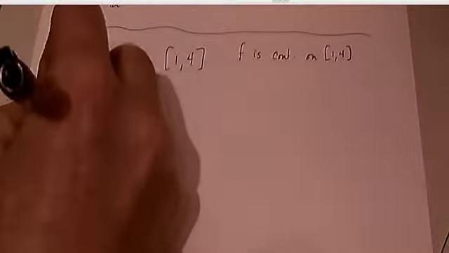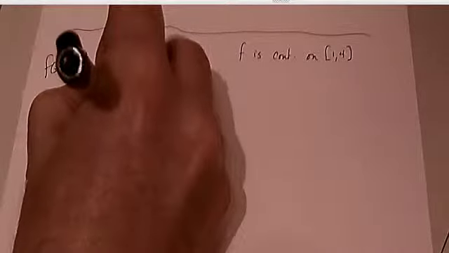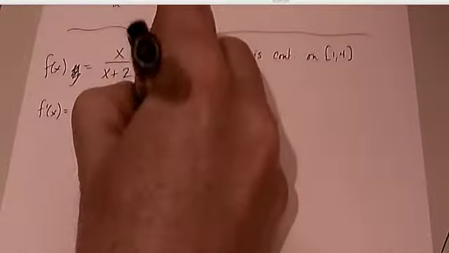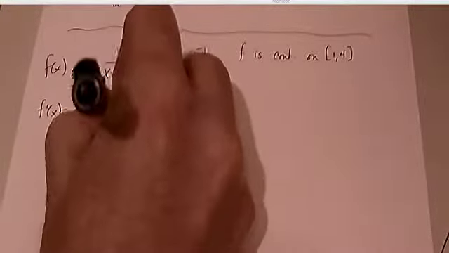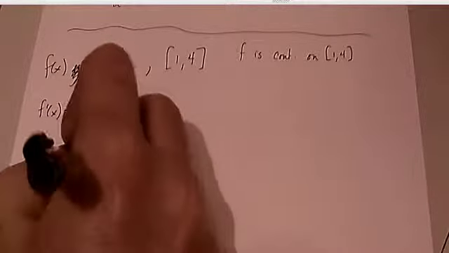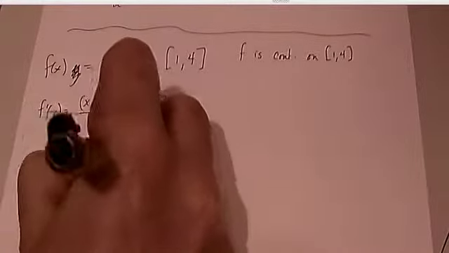And you know what that looks like from 1 to 4, most likely, but let's go ahead and take the derivative. And I'm going to get x plus 2 times 1 minus x times 1, all of that over x plus 2 squared, and that winds up being 2 over x plus 2 squared.